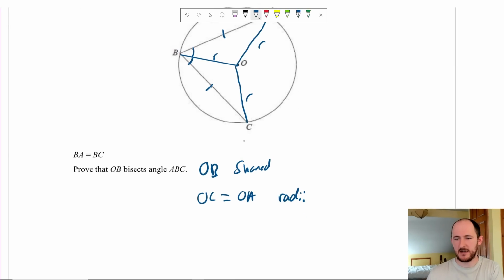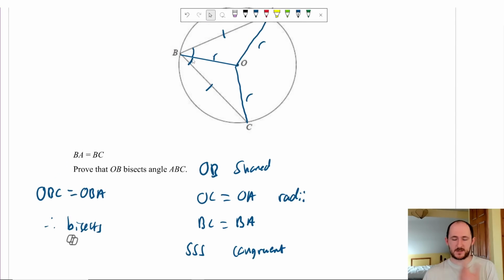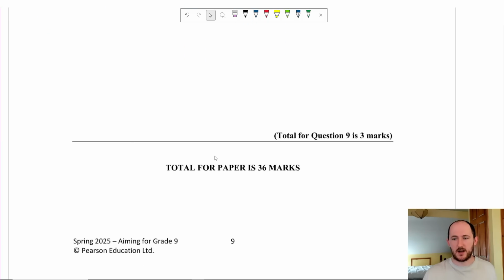And BC and BA are equal because it tells me that. So that means that's SSS. So they're congruent. This means that OBC equals OBA because the 2 triangles are congruent, right? Therefore it bisects. Because again, if those 2 angles are the same, then that means it must have been bisected, cut in half.